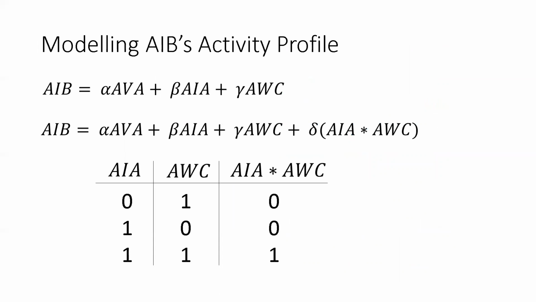I want to model AIB using these two equations. The top one is just the sum of the neurons involved in AIB's activity. AVA is a motor neuron that is very correlated with AIB's activity. On the bottom, we have an equation that involves this nonlinear term, AIA times AWC. As you can see in the little table below, AIA is only providing information when both AIA and AWC are providing information.